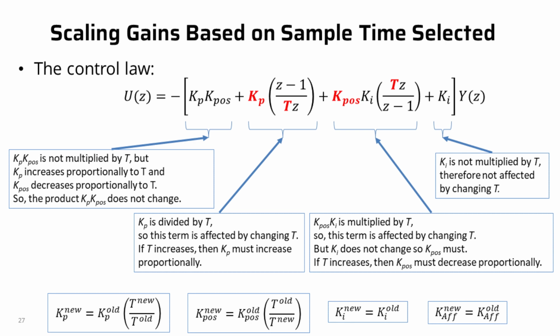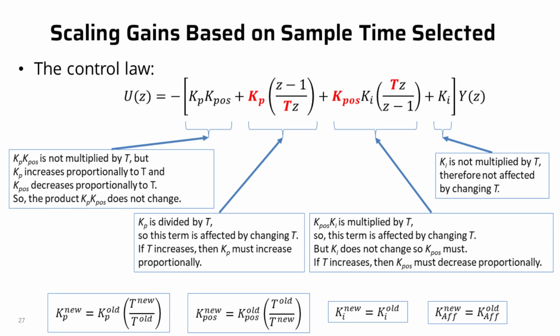And then I have this fourth term. It's not multiplied by T, but looking at Kp and K pause, well, I know we're going to change those, but we're going to change them inversely proportional. So Kp will change up, K pause will change down. The ratio of the change is the same, and so the product of those doesn't change. So that matches our control law as it should.